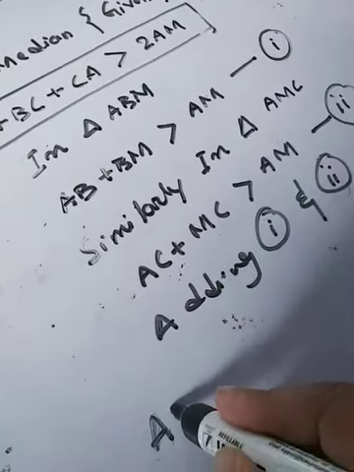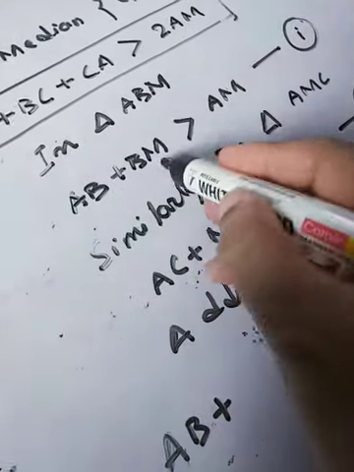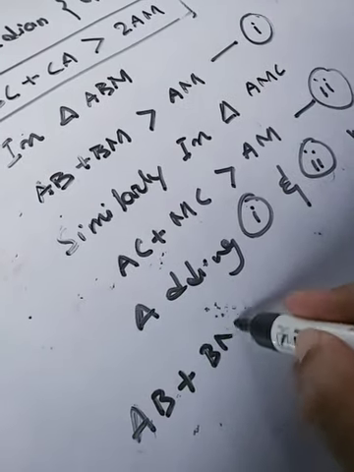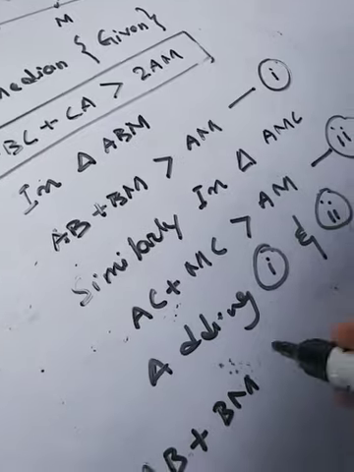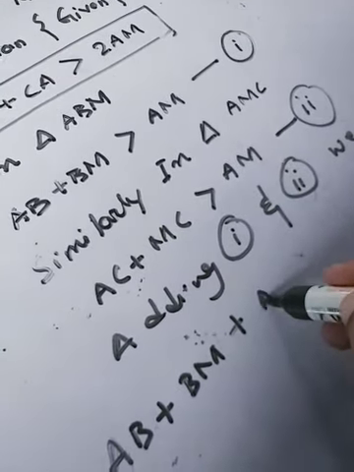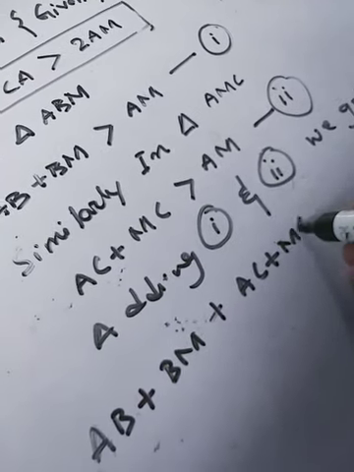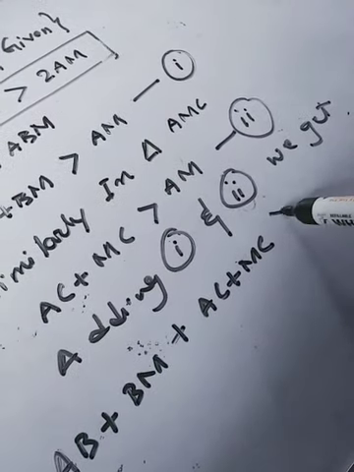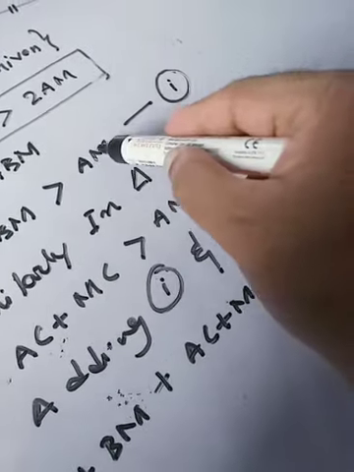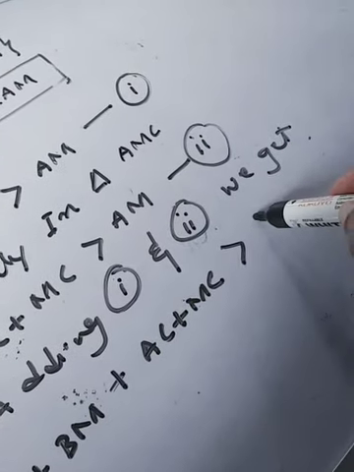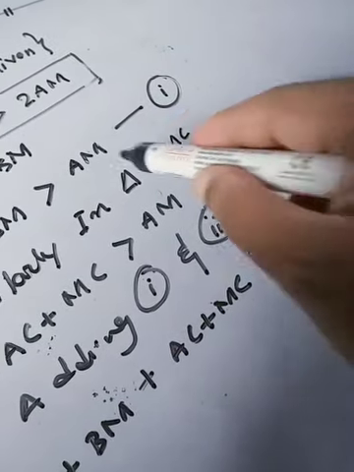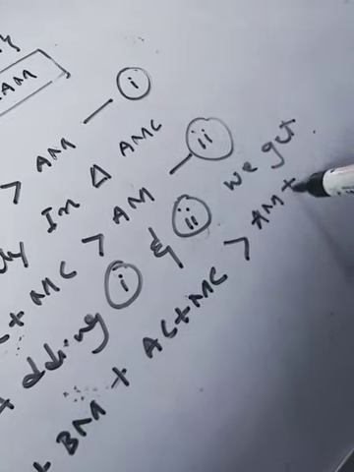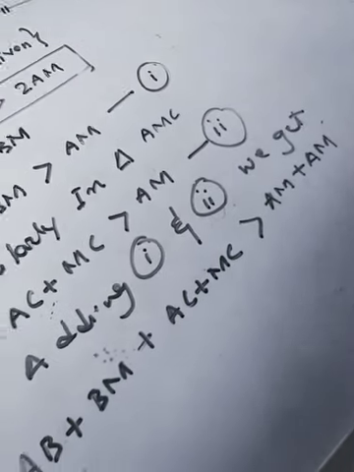So AB plus BM plus AC plus MC. So left hand side plus left hand side. Now I will give the greater than sign. Now right hand side plus right hand side. So what is there in the right hand side? AM and this AM.